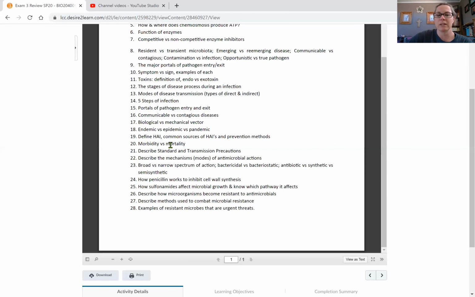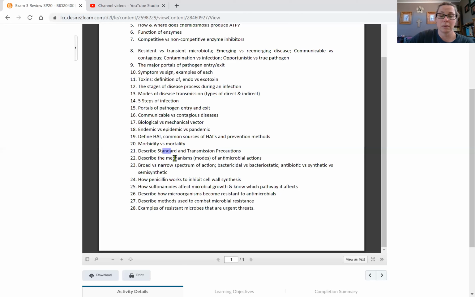Morbidity versus mortality, some more definitions. Okay, and then here we had standard and also transmission precautions. These are precautions that healthcare workers need to be aware of when they're dealing with patients to prevent certain types of disease spread. Okay, so look that up.